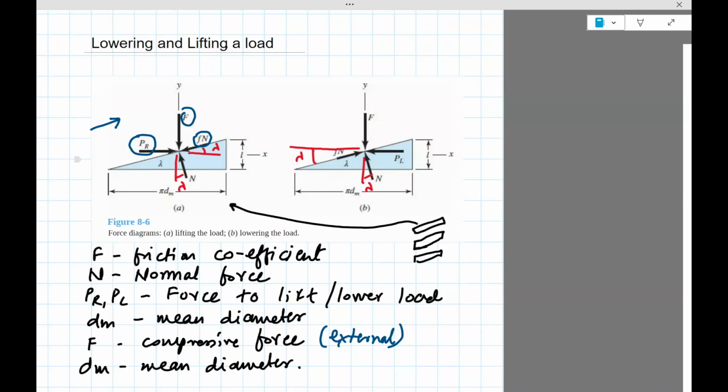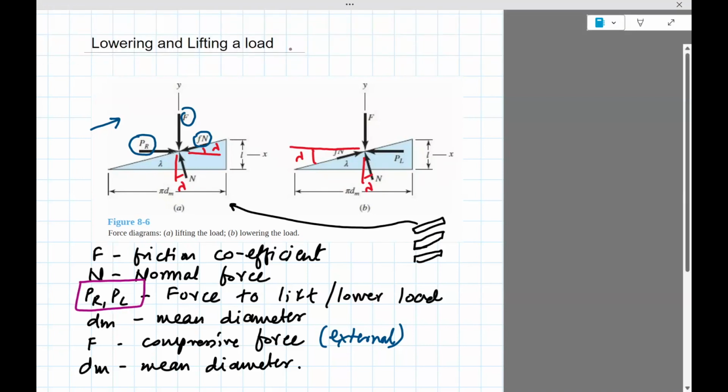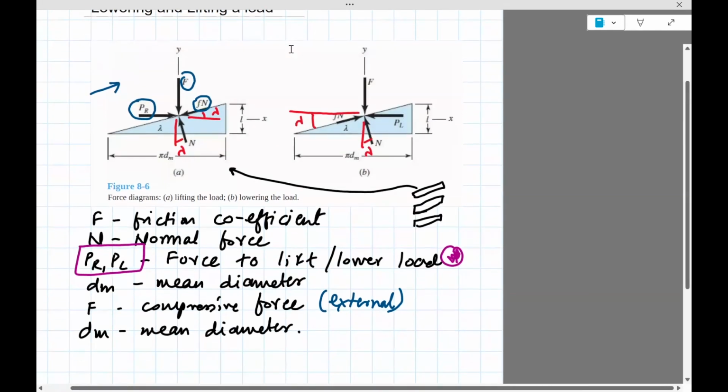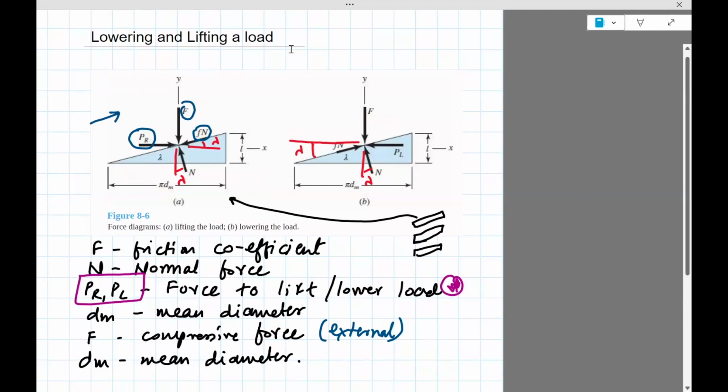F is the friction coefficient, N is the normal force. These two are the forces which the screw is going to apply. This is the force which the motor will have to supply. And then the mean diameter. So this calculation for figuring out what that PR or PL is, PL is a calculation in statics.